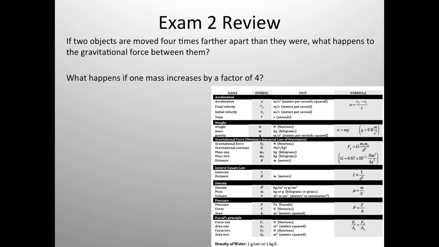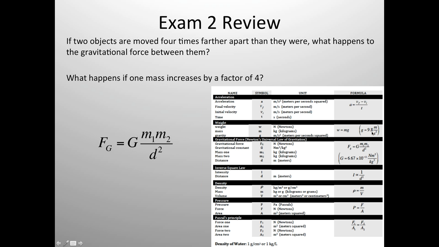The first question is, if two objects are moved 4 times farther apart than they were, what happens to the gravitational force between them? So this question is going to be all about proportionalities. Anytime that you are asking about what happens to one value when another thing changes, you know that we're looking at our proportionality relationships. So here, it's talking about objects being moved further apart than they were. So that's asking about when you change the distance, what happens to the gravitational force? So I want to go to the equation sheet and look for an equation that has gravitational force and distance so that I can discover the relationship between the two.